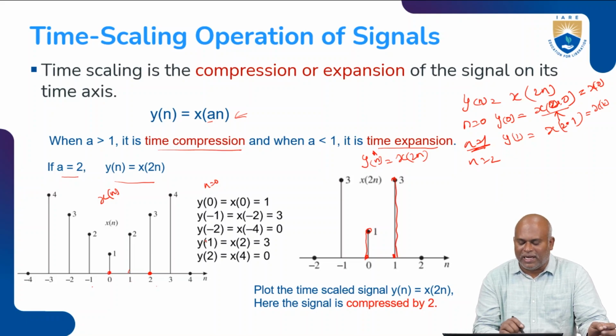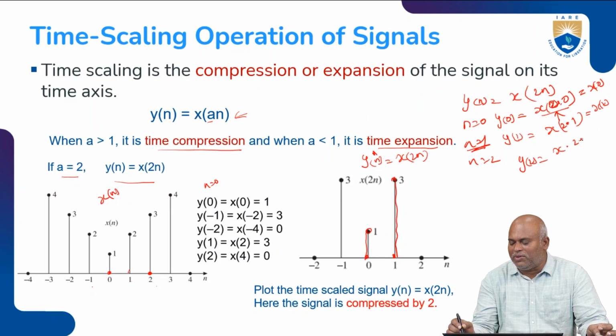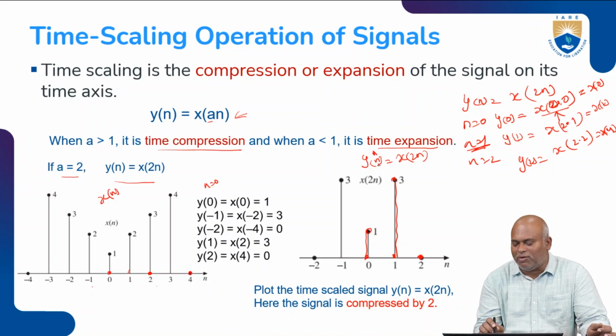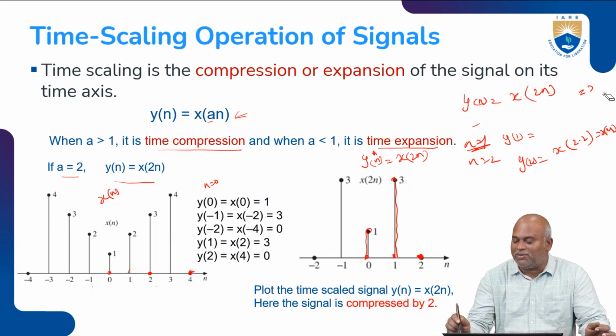Next, you take n equal to 2. Then y of 2 is x of 2 into 2, which is x of 4. The x of 4 is 0. So at position 2, the output value of y of n is 0. The input is 0, which is why the output is also 0. Next, I should apply n equal to negative values.